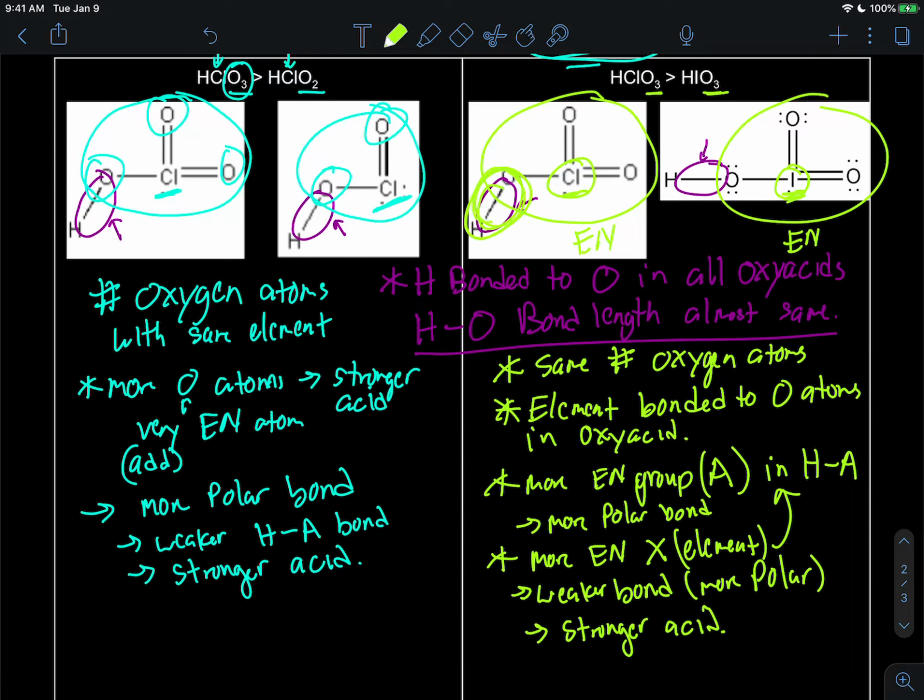Specifically, our oxyacids are always bonded between hydrogen and oxygen. So we notice that bond length doesn't change. It's just simply electronegativity that's going to affect the strength of our acid.